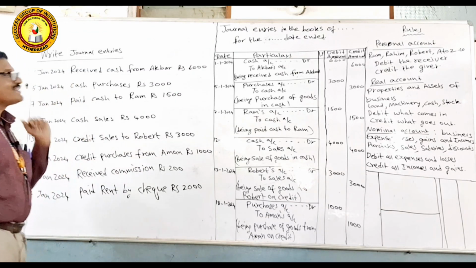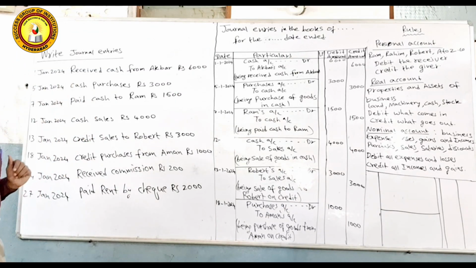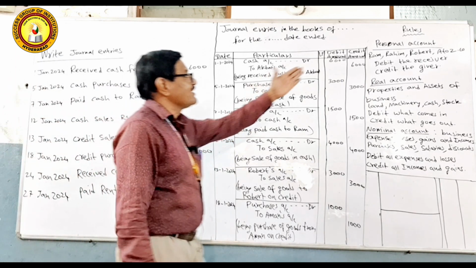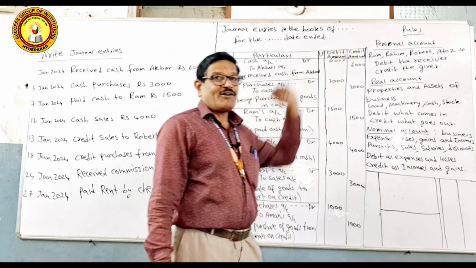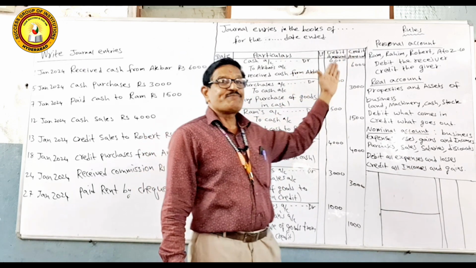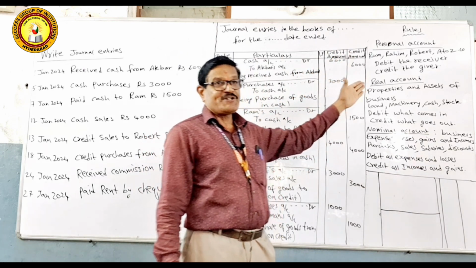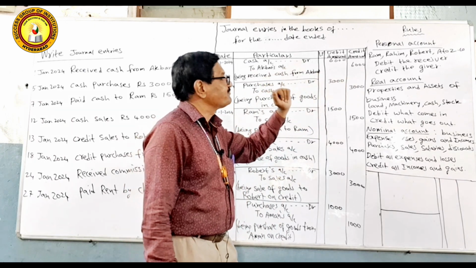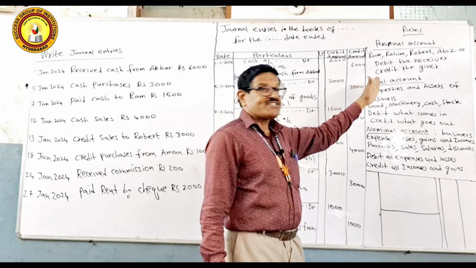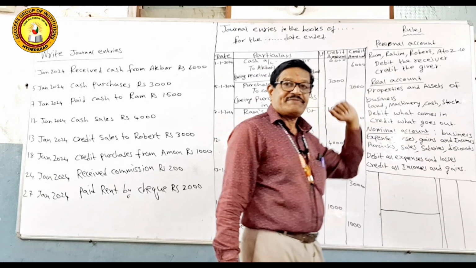Today we are going to discuss journal entries. First of all, before going to journal entries, let us see the rules. Personal account deals with names of persons and artificial persons like companies, etc. Here the rule clearly states that debit the receiver, credit the giver.